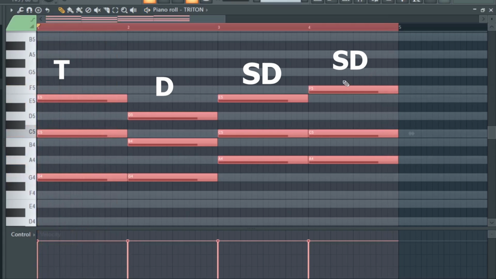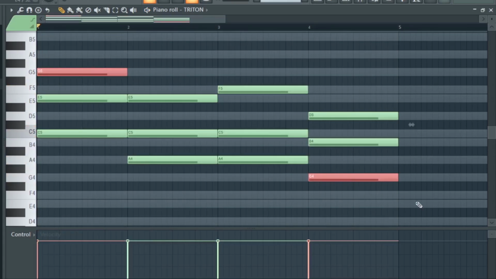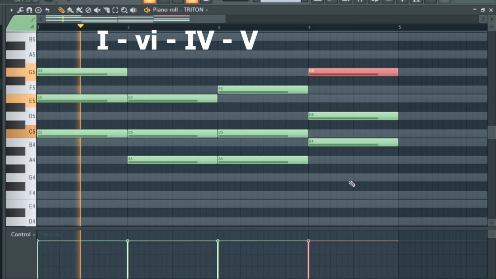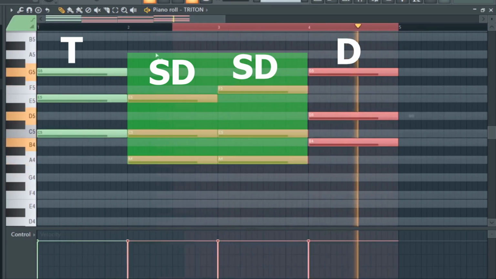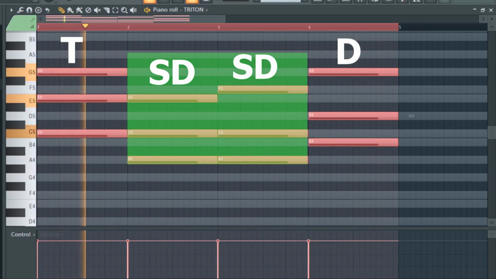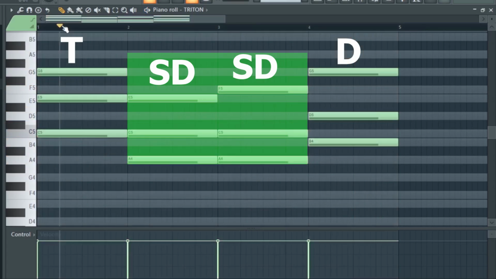Easy. So lastly, Brown Town's Mad Over You. So the progression is 1-6-4-5. So from the tonic to the subdominant, and then another subdominant, and then the dominant. Remember that the subdominant acts as a bridge in between the tonic and then the dominant. So that's a typical example. So we have the tonic and then 2 subdominants acting as a bridge to go to the dominant.